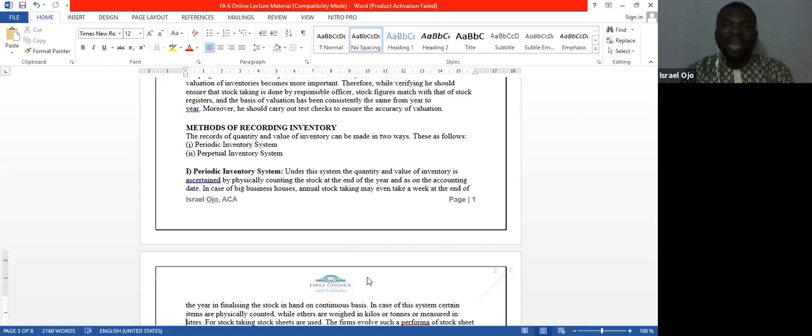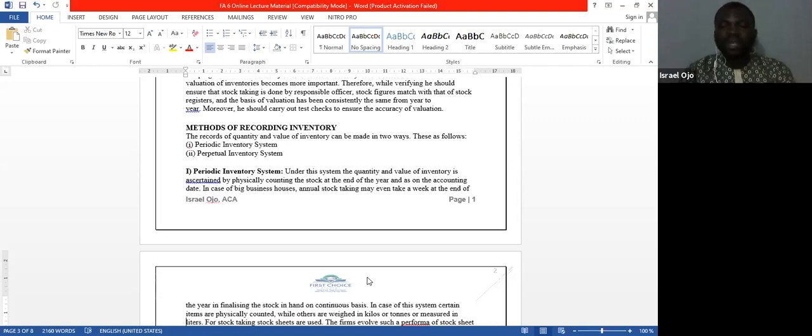That's the periodic inventory system. Another name for it is the end of year system. It means that when you receive stock or issue stock, two accounts will be involved: the purchase account, and also the payable or the cash account. Those are the two accounts involved.